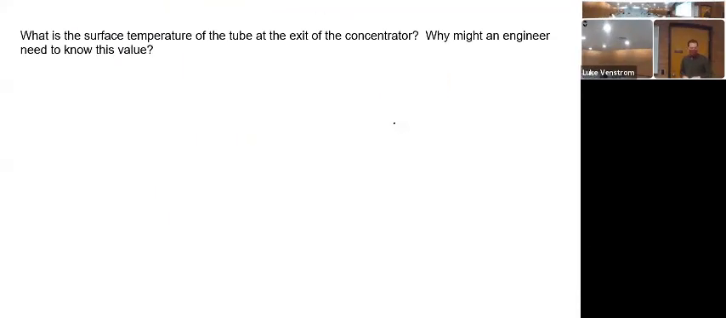On with the lesson. The other thing that I think a designer would have to do in thinking about how to build these parabolic trough concentrators would be, what's the surface temperature at the exit of the concentrator? Or, honestly, what's the surface temperature anywhere along the length? Of course, knowing how much the fluid's heated up on average is important, but probably knowing the temperature of the absorber is also important. Why might that be important?